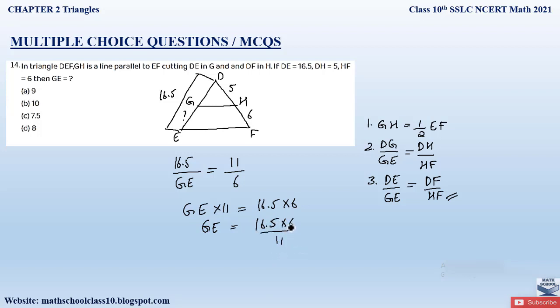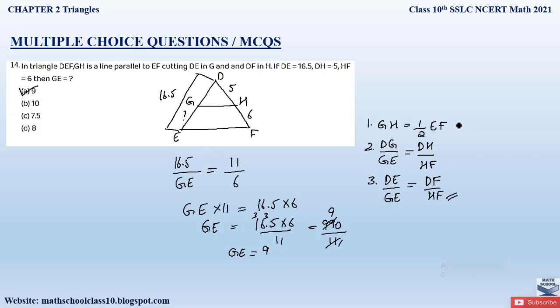So here if you multiply, 6 5s are 30, 6 6s are 36, plus 3 is 39, 6 1s are 6, plus 3 is 9. So we have to add a point after one digit, so adding here point divided by 11. So here we can directly cancel 11 one times, 11 9s are 99. So our GE value is equal to 9 centimeter. So our correct option will be option A.